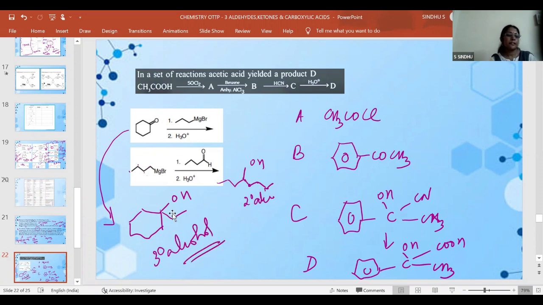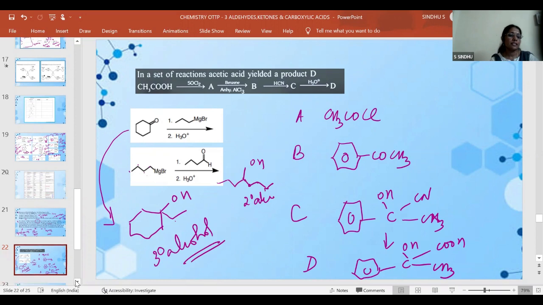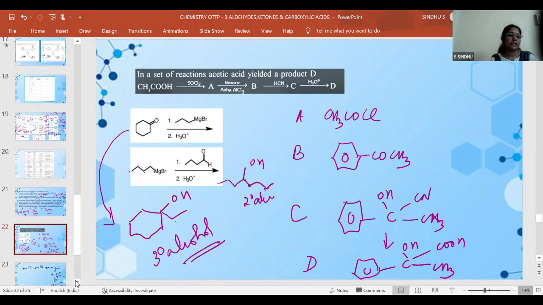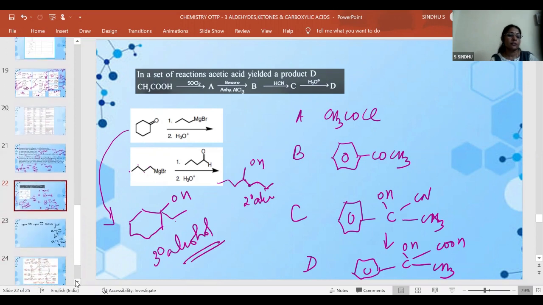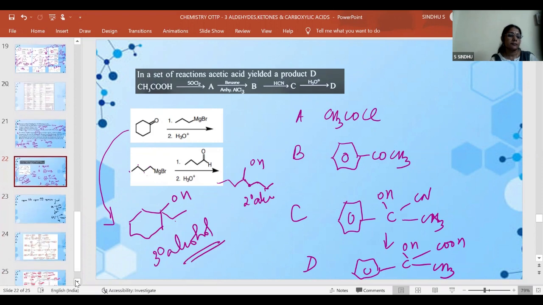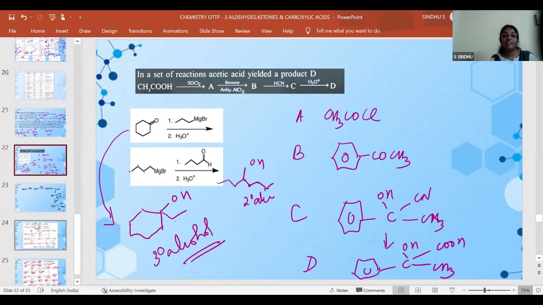So in these types, I think a lot of questions use conversions of Grignard reagents. Are many of the things not coming in? I've got a big one here, sir.